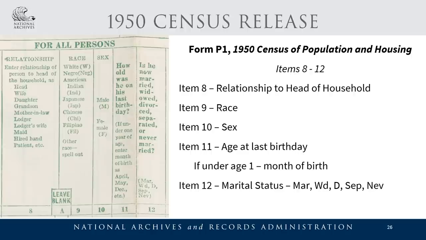Items 8 through 12 tell us about the person: their relationship to the head of the household, their race, sex, and age at last birthday. If the person was under 1 year of age, the month of birth was to be indicated. And finally, the marital status: married, widowed, divorced, separated, or never married, identified by the abbreviations shown on your screen: MAR, WD, D, SEP, or NEV.